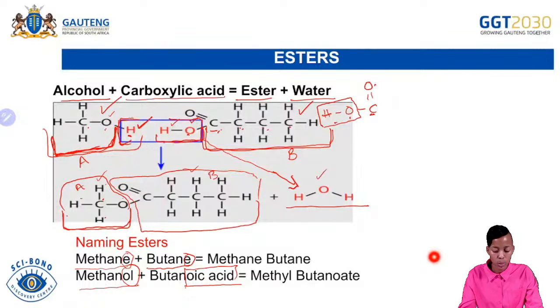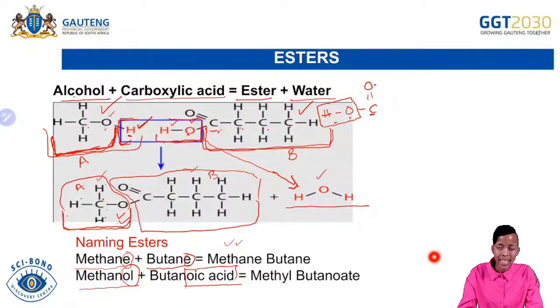So now we need to talk about the naming. How do you name your esters? When you name your esters, you are going to start with the alcohol part. The alcohol part, we know that it is part A. Because it contains 1 carbon, if it was an alkane, then the alcohol part would be methane.